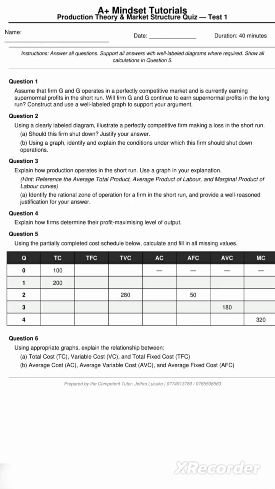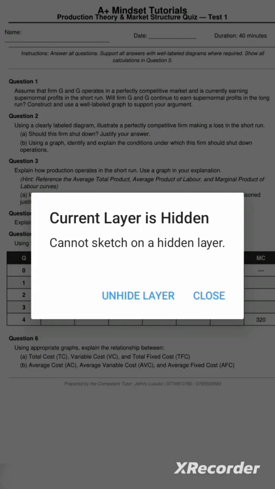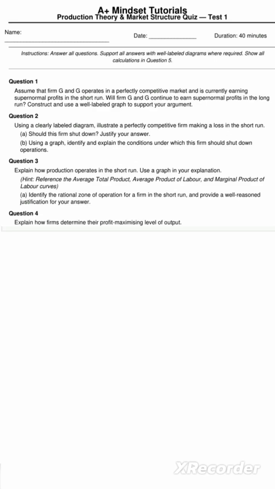So basically we'll be doing this test you wrote. It was just on market structures and production theory. So we can look at question 4. It's saying explain how firms determine their profit maximizing level of output. Okay, so let's look at that.